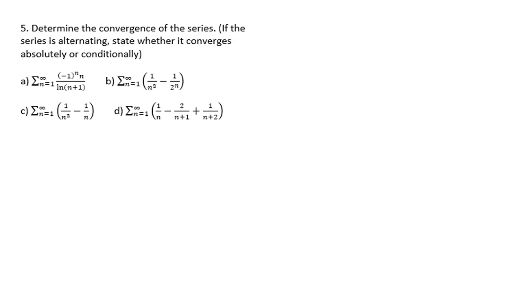Determine the convergence of the series. If the series is alternating, state whether it converges absolutely or conditionally. Alright, so you have this alternating series. In this case, the very first question.